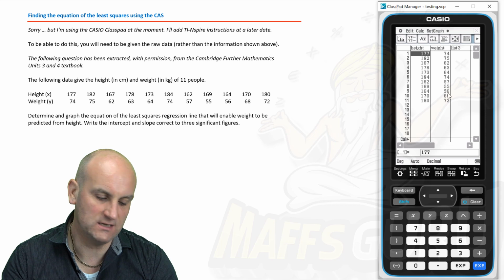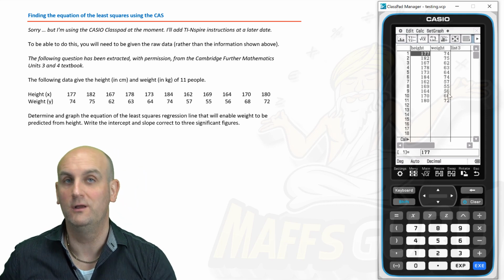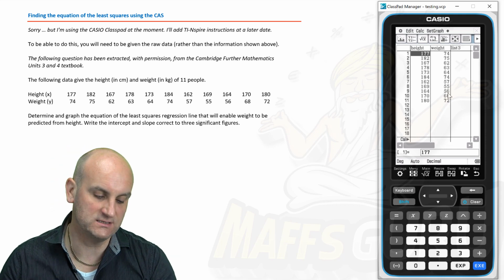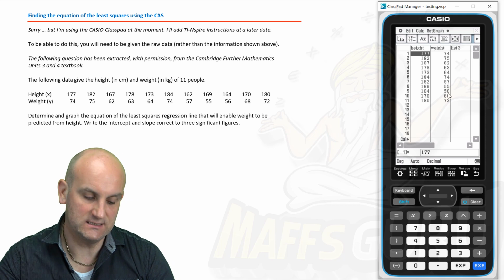All right, so there's my data. I'm just making sure it's all correct because we wouldn't want to get any of those values wrong, or we're going to get the wrong answer. So now, determine and graph the equation of the least squares line.